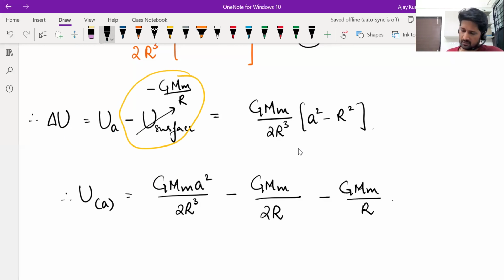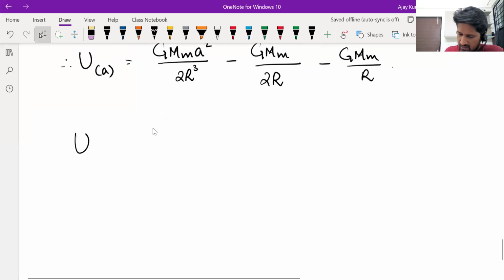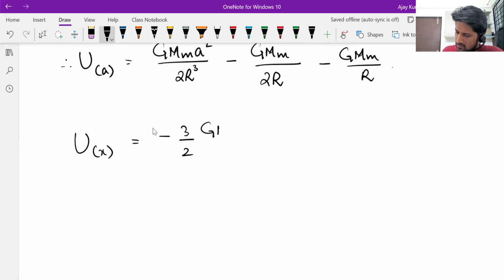Okay, put this all together. Potential energy at a distance a, or you can call it potential energy at a distance x from the center inside, becomes minus 1 by 2 minus 1 is minus 3 by 2 GMm by r, plus GMm a square by 2r cube.